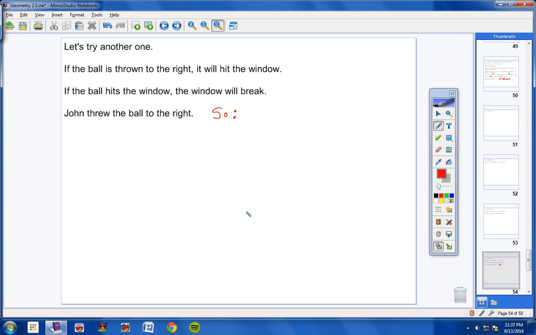Okay? And we're going to do just one more of these, and I'm sure I'm really boring you, but I'd rather bore you than lose you. I want you to understand the difference between the law of detachment and the law of syllogism.